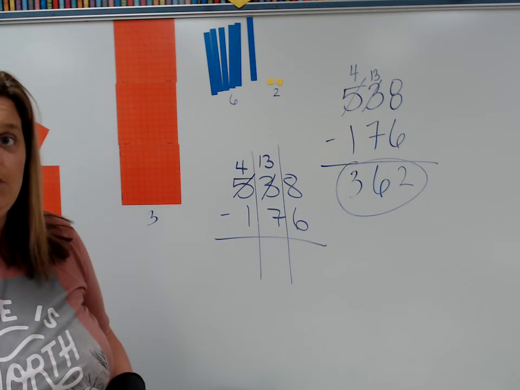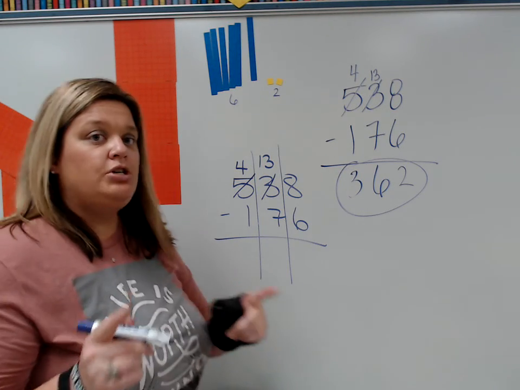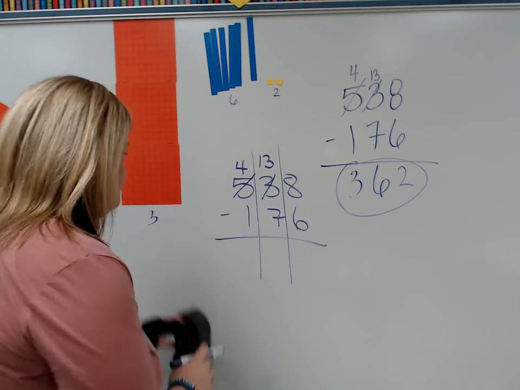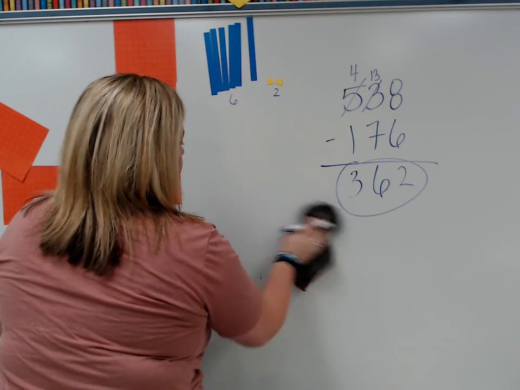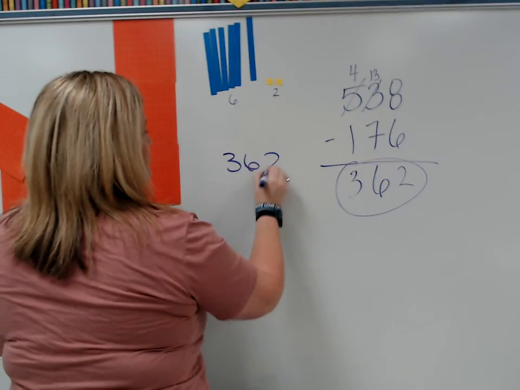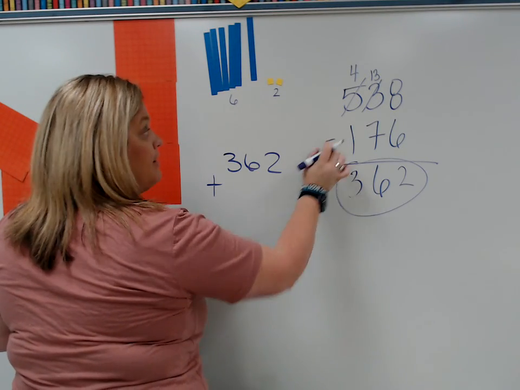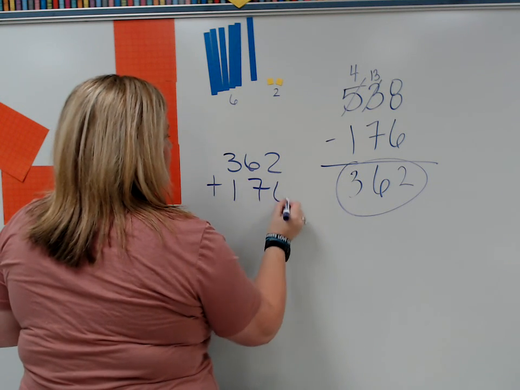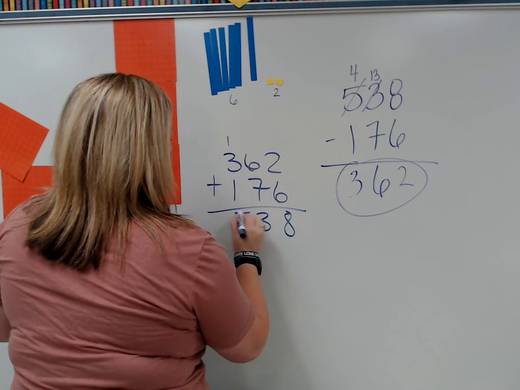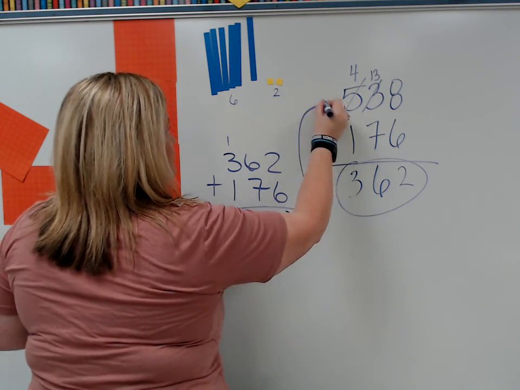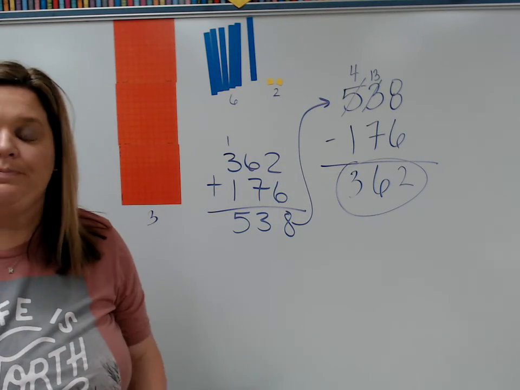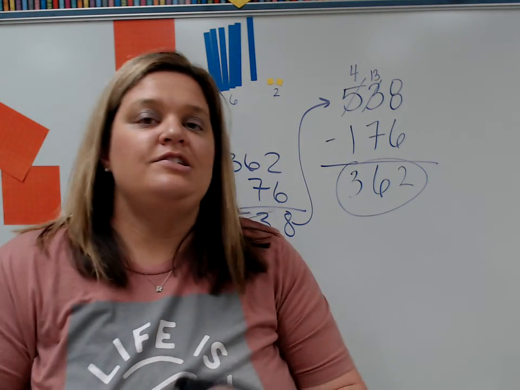And remember, a quick little check. How do you check subtraction problems to make sure they're correct? What you do, you take your answer, 362, plus the bottom number. What happens is that your answer matches your top number. Little trick.